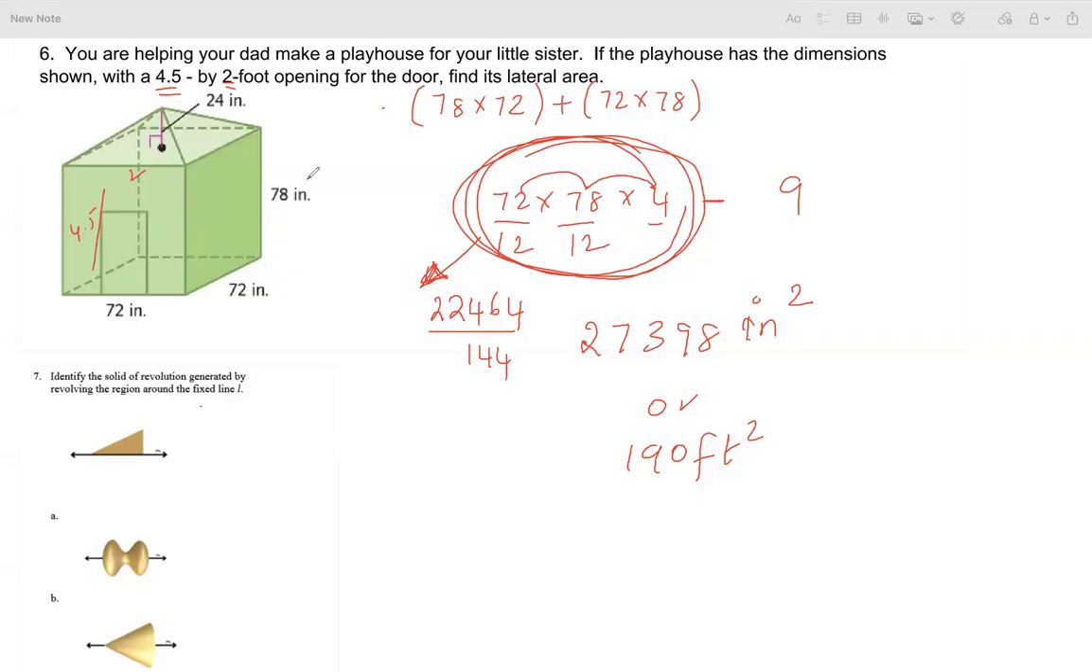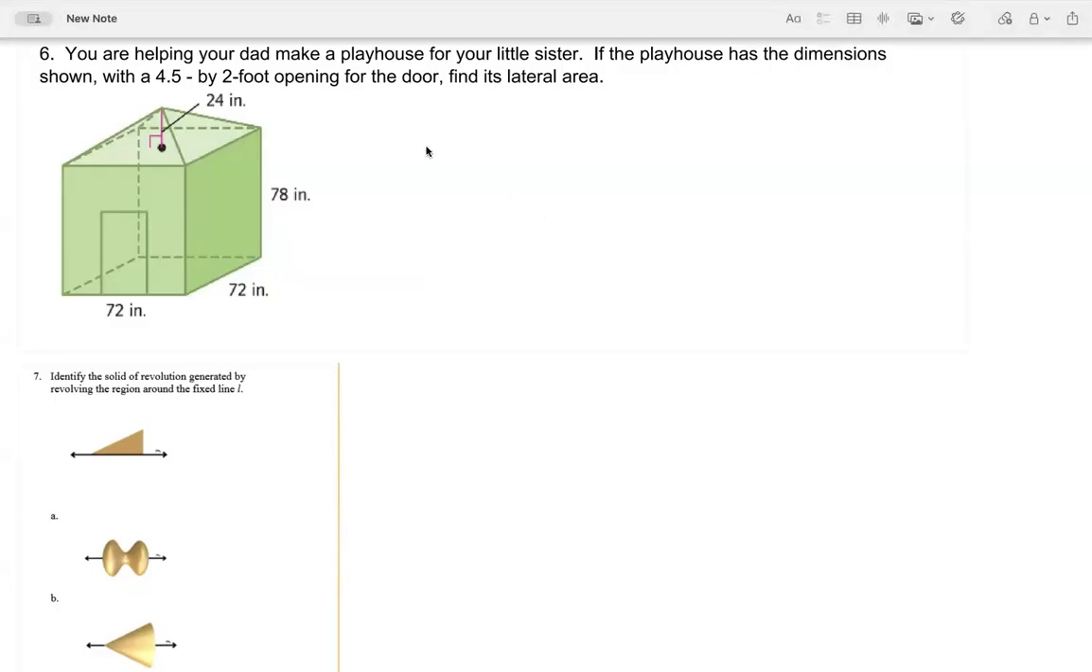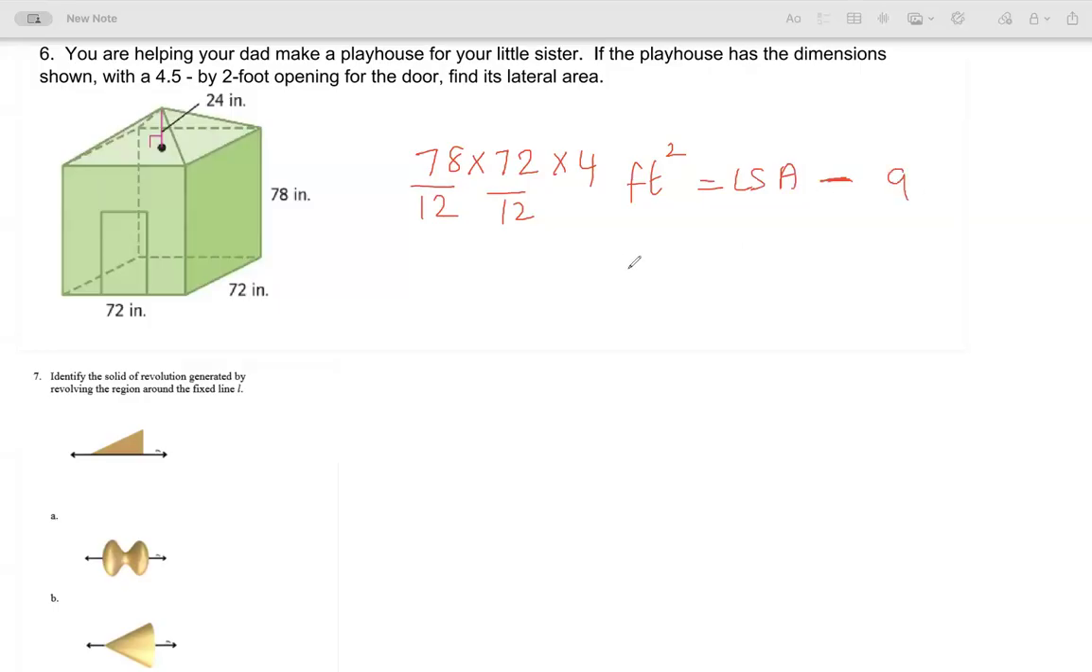Shreya, you got it, right? You can explain. Go ahead. For number 6, right? The whole thing? Yeah, 72 times 78 times 4 you did, right? Then you divided by 12 divided by 12 to convert it to feet square, right? And then I subtracted 9. Okay, what was the answer?